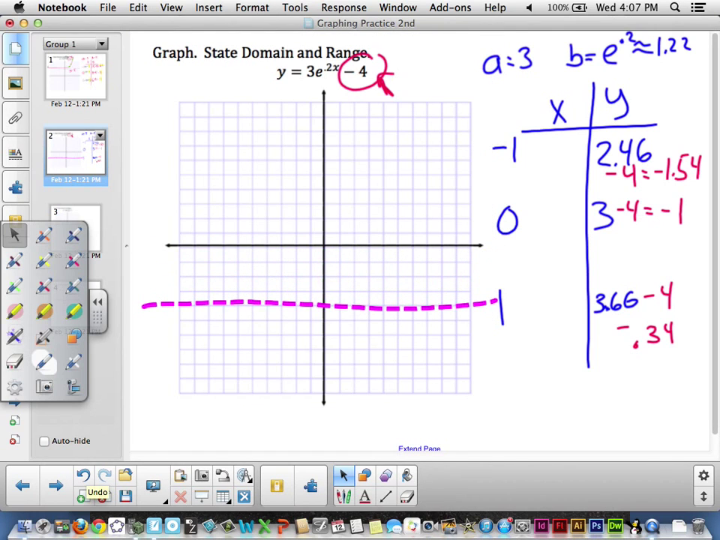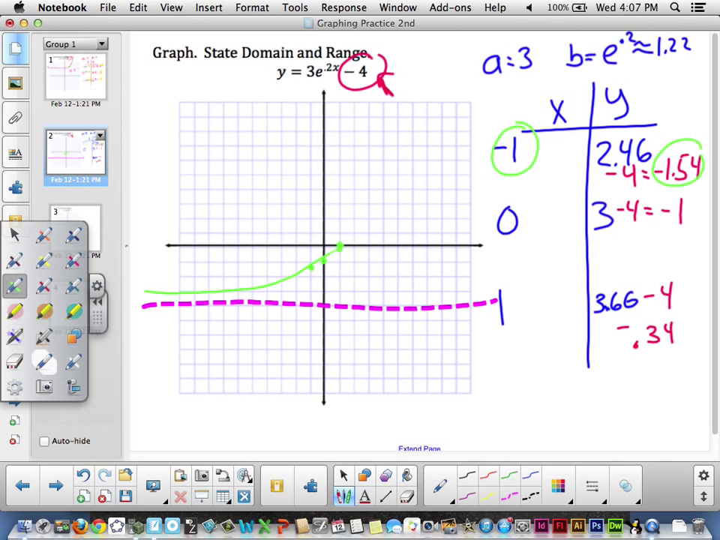Right there, and plot our points. There's nothing here, so we can use those. Negative 1, negative 1.54, approximately there. 0, negative 1. And 1, negative 0.3, right about there. And we got a nice smooth curve, and we go up.